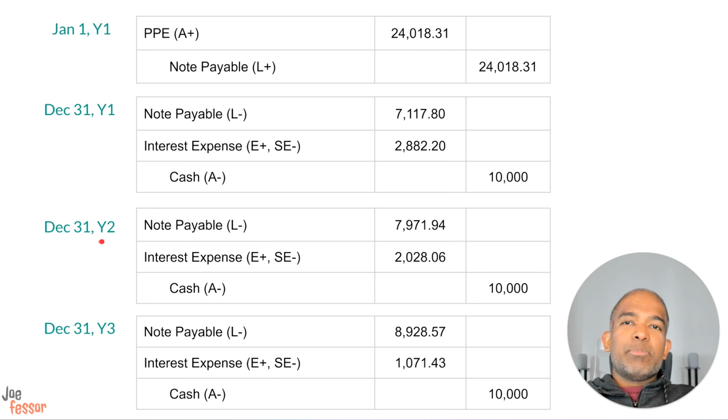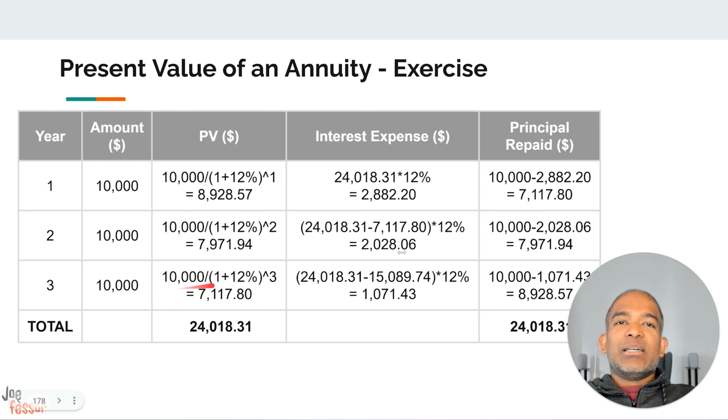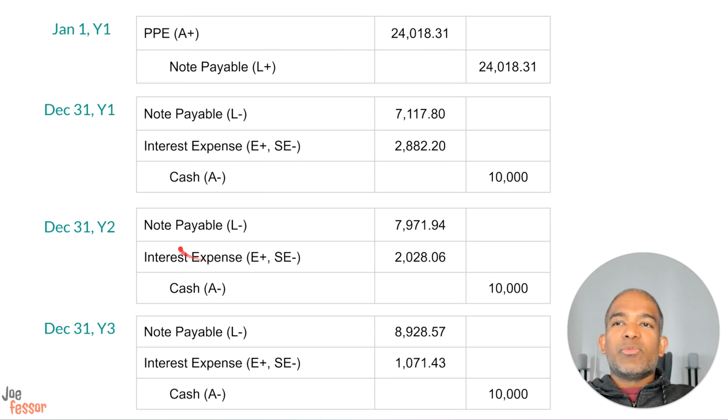And the same process is repeated for the end of year 2 and year 3. You'll simply have to look at the previous slide to obtain the numbers for the note payable and interest expense accounts that have to be debited.